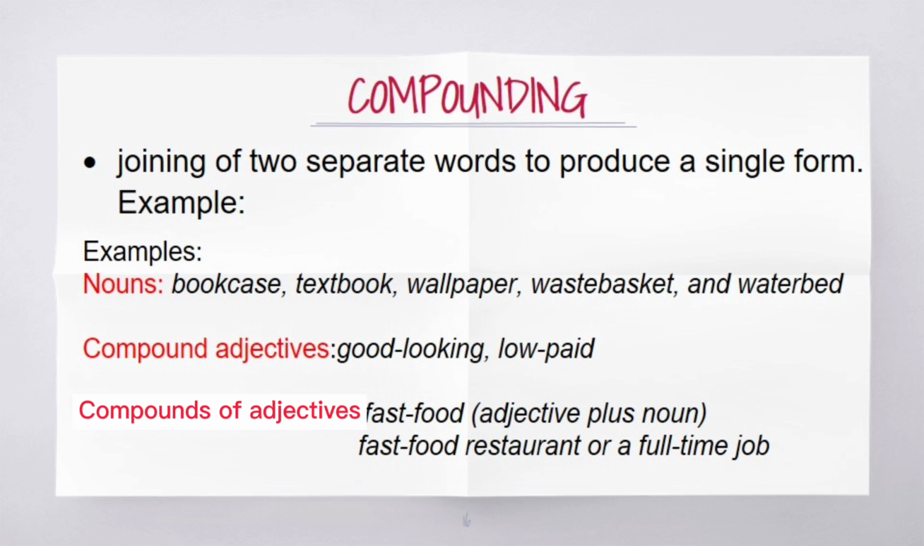Now let's have compounding. Compounding is joining of two separate words to produce a single form. For example, the nouns bookcase, textbook, wallpaper, wastebasket, and waterbed. For compound adjectives, we have good-looking, low-paid. Compounds of adjective plus noun, we have fast food restaurant, or a full-time job.